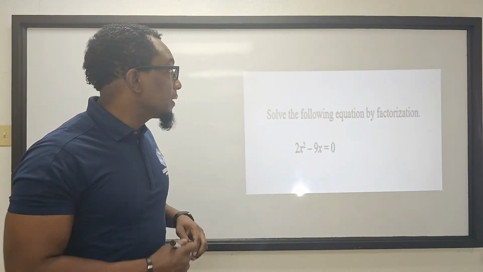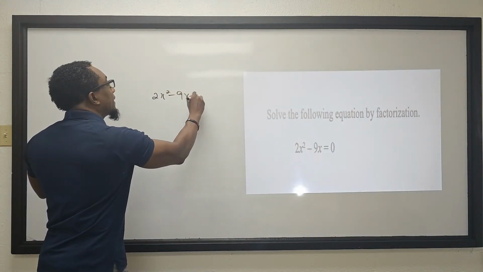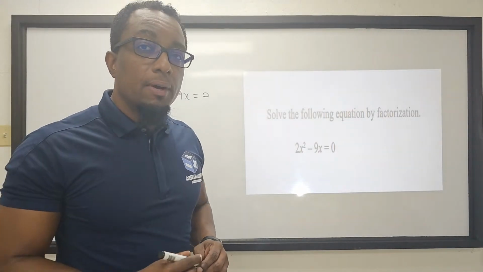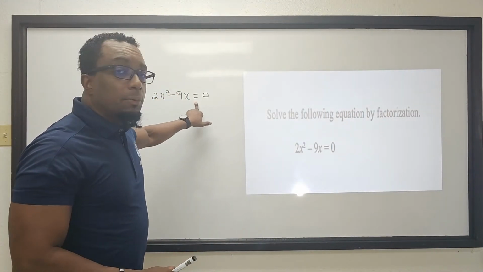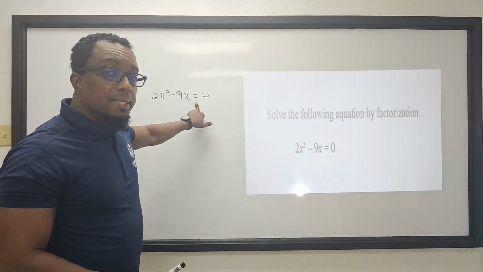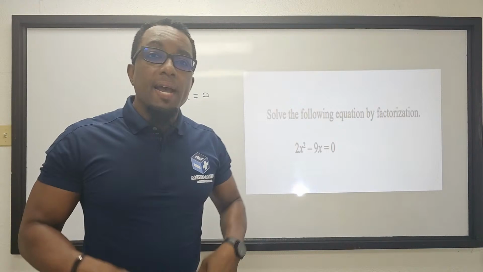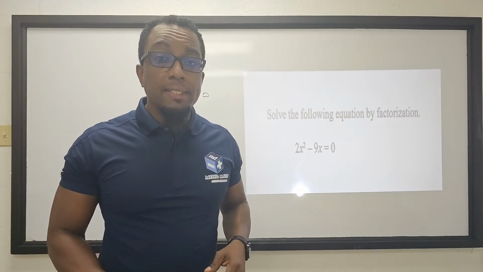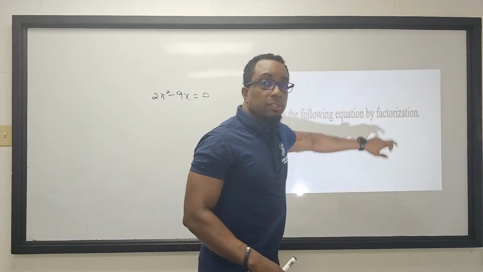So for us to solve using factorization, we have 2x squared minus 9x is equal to 0. This is a quadratic equation because we have a variable squared, an equal sign, and of course the expression is equal to 0. We have all the requirements to help us recognize it is a quadratic equation. So we want to solve this using the method of factorization.